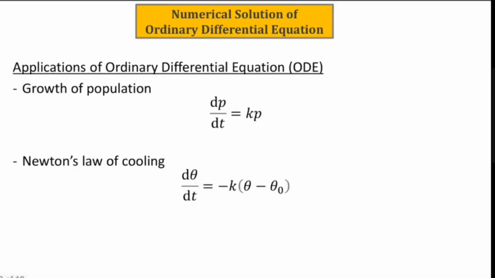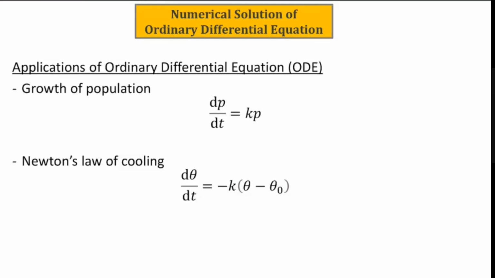Okay, let's look at the applications of ODE. You have learned in Math 2. The first one is growth of population. Look at this equation. This is the rate of growth. P is the dependent variable. P differentiate to t. t is the independent variable. We have only one t. So this equation is ODE.